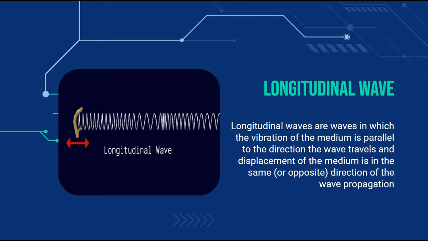A longitudinal wave is a wave in which the vibration of the medium is parallel to the direction in which the wave travels, and the displacement of the medium is in the same direction as the wave propagation. It might be in the opposite direction too. You can see the picture shown here, to get a better understanding of a longitudinal wave. Without reading this entire text, just look at the picture, and when I show you the next picture of the transverse wave, you'll automatically know the difference and can define it on your own. So let's move on.